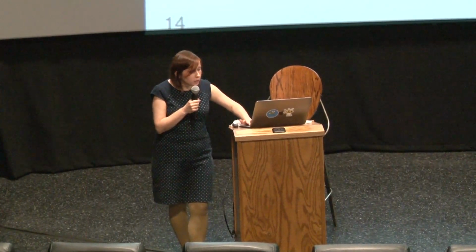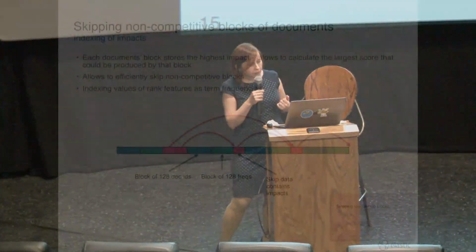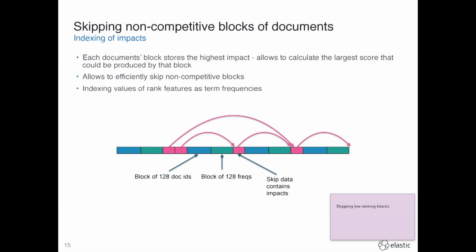So I also mentioned briefly that this is a very effective query because it allows us to skip blocks of non-competitive documents. And this slide explains a little bit what it actually means in Elasticsearch. This slide shows how we index documents in Apache Lucene. We index documents by blocks, and you can see every block has first 128 document IDs, followed by 128 frequencies, and by a data structure called skip data that allows you to quickly skip to other blocks.